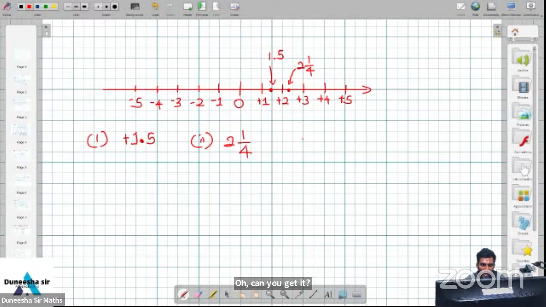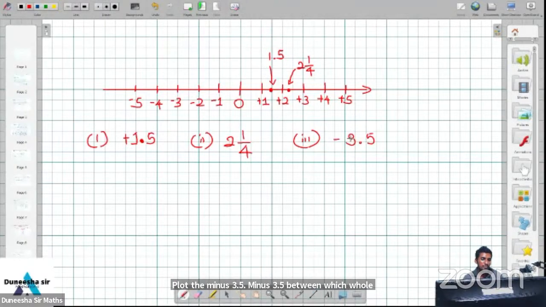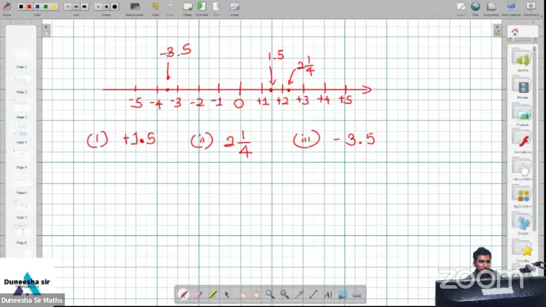Okay. If you have to plot -3.5, between which whole numbers is -3.5? -3 and -4. Yes, -3 and -4. Because we have passed -3, starting from 0 on this side. Then it's -3.5.